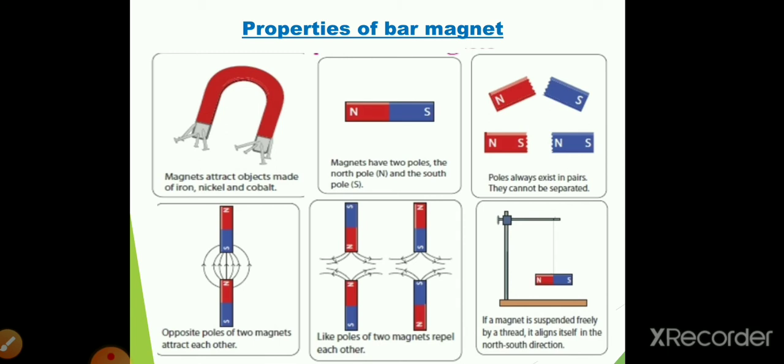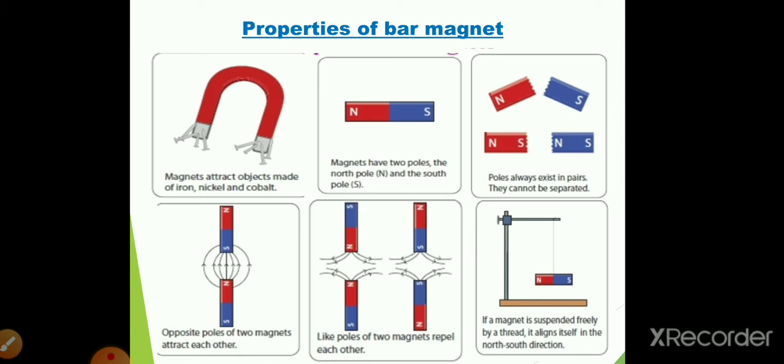Next, the last property: if a magnet is suspended freely, what happens? It places itself in the north-south direction. A magnet acts like the earth, having poles, with a south direction and a north direction. So when a magnet is suspended freely by a thread, it aligns itself in the north-south direction. These are the properties of a bar magnet.